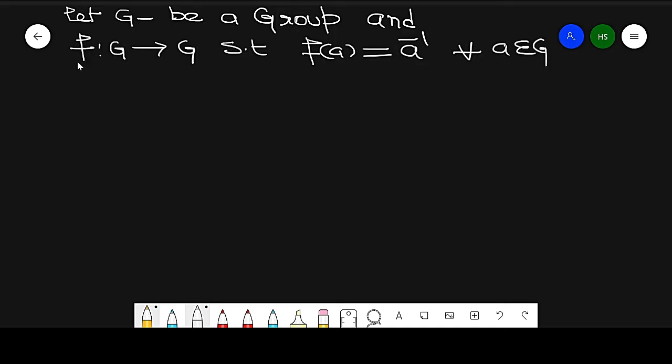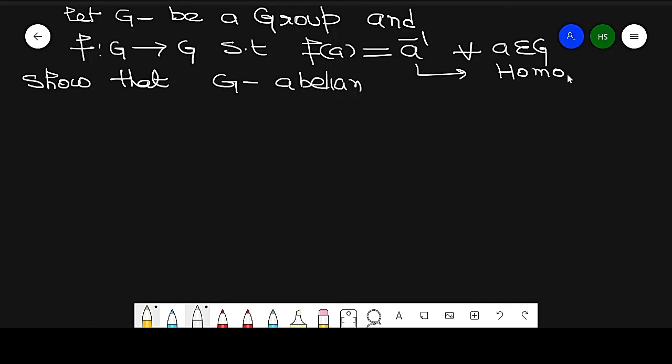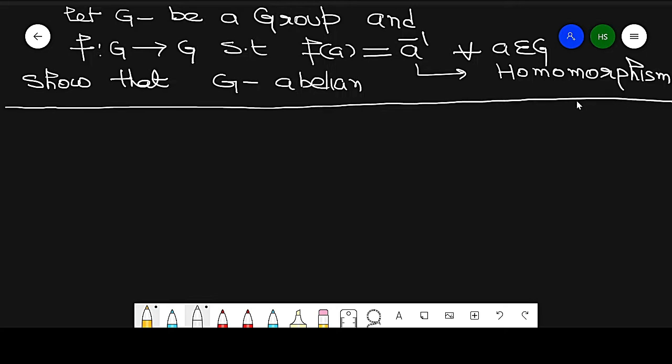Now I change the name of mapping from phi to f. Why? Because I want to show that you should know the method. Don't memorize the name of the function or mapping. So to show that G is abelian, if mapping F is a homomorphism, then prove that G is abelian. So remember this result.